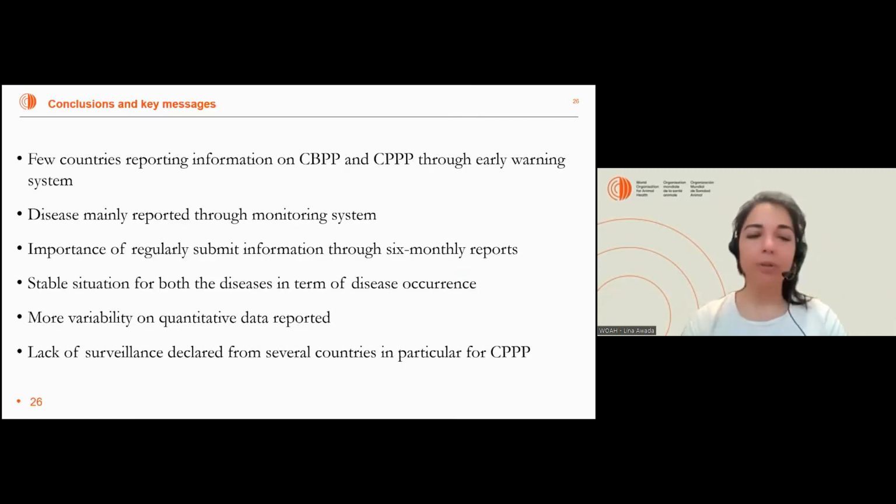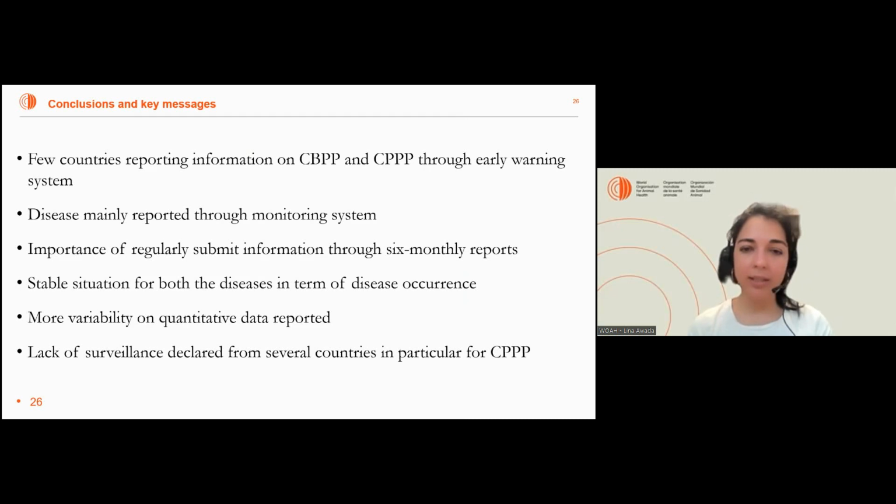So in conclusion, we see that few countries reported information or exceptional events on CBPP and CCPP through the early warning system over the years, which reflects a situation that is mainly stable in the continent. But to monitor this, it's really important that countries continue to regularly submit information in their 6-monthly reports to WAHIS. And at the moment, for recent years, we have some gaps of information.